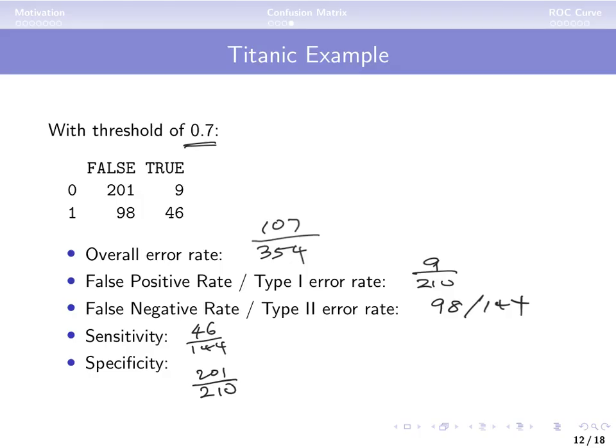Right, so one thing I mentioned, if you raise the threshold, you will lower the false positive rate, but the false negative rate will go up. I kind of mentioned that in the previous video.